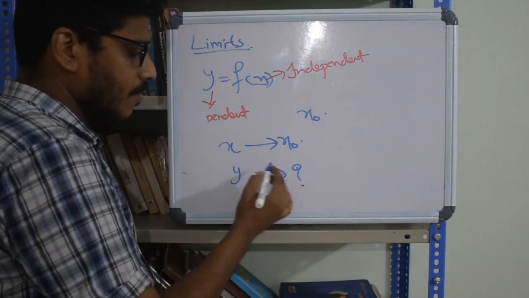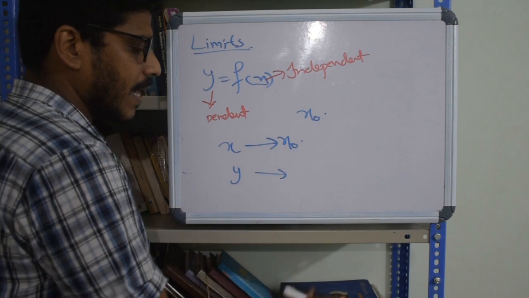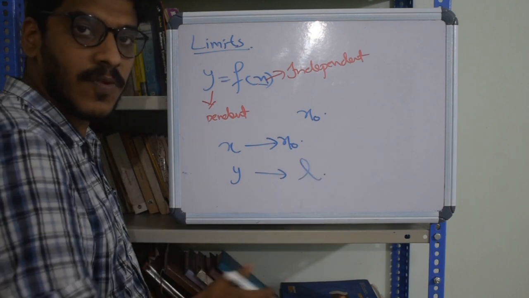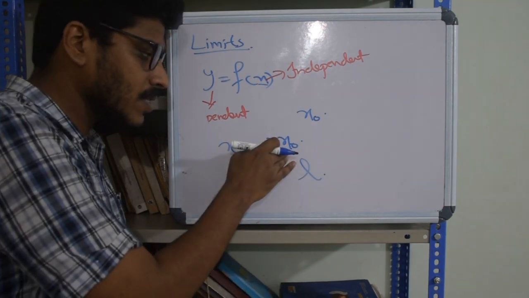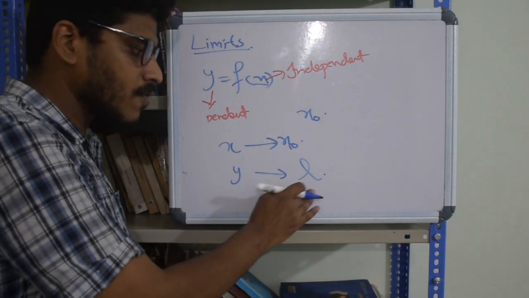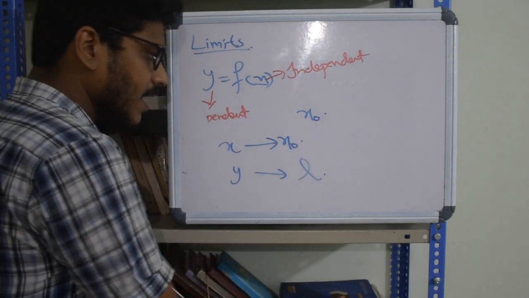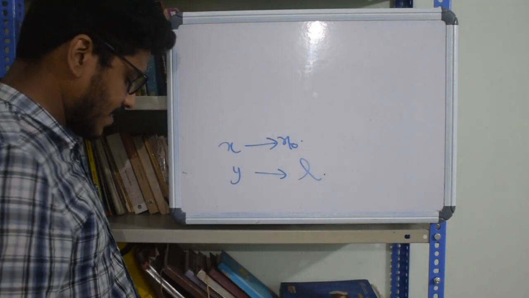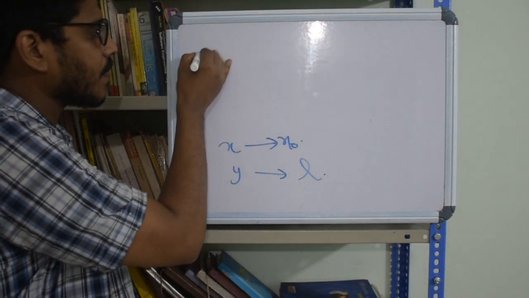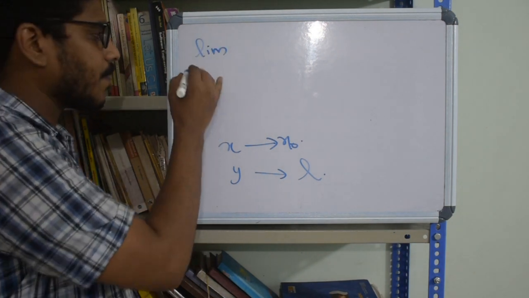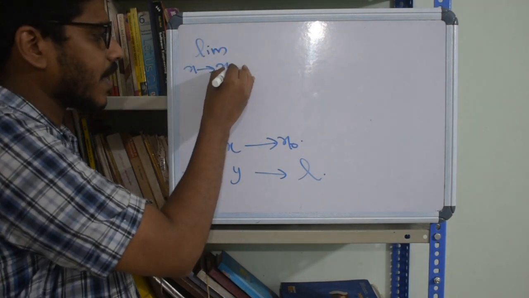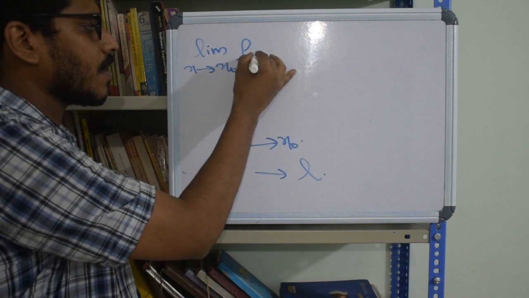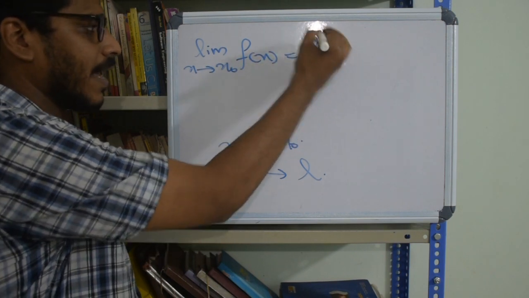Suppose y approaches a number L. Right, so what is the situation here? x moves towards x0, then y moves towards L. Right. If that is the case, we may say that limit x tends to x0, f of x equals L.